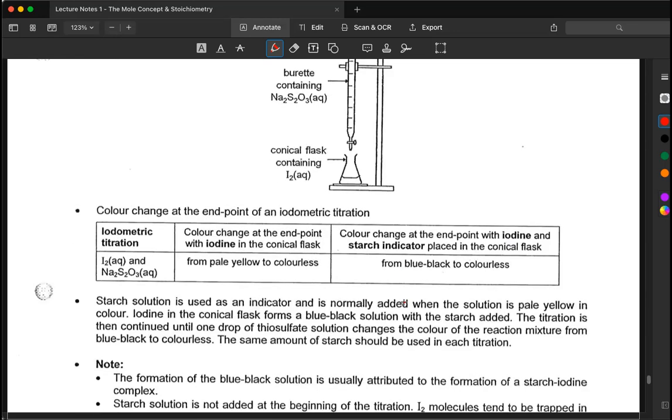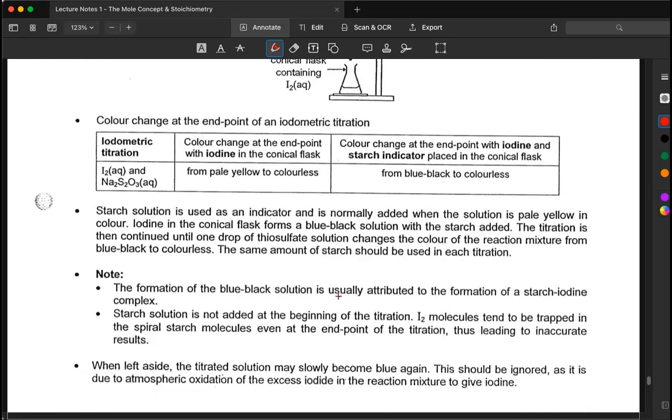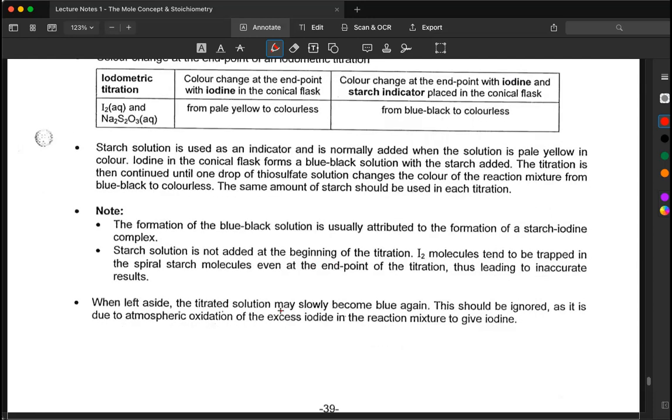When you add starch, the iodine and starch form a blue-black solution. You call that the complex. The titration then continues until one drop of thiosulfate changes the color of the reaction mixture from blue-black to colorless. You cannot add the starch at the beginning because the iodine will be trapped in the starch molecule, and it will not react. When set aside, it will become blue again. Just ignore that, because the excess iodide will oxidize.